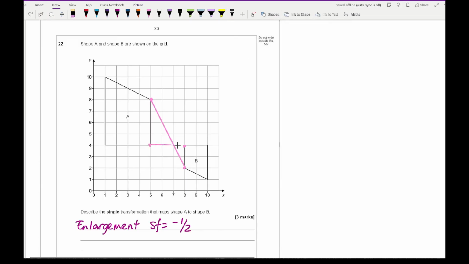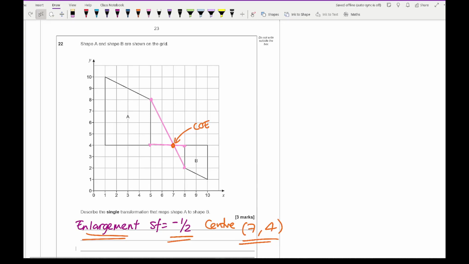And I join those points up, and as you can see, my center of enlargement is at this point here. So the center is at coordinate (7, 4). Each of those bits would give me 1 mark. So to get 3 marks, I need to say that it's an enlargement, scale factor of -1/2, and a center at (7, 4).